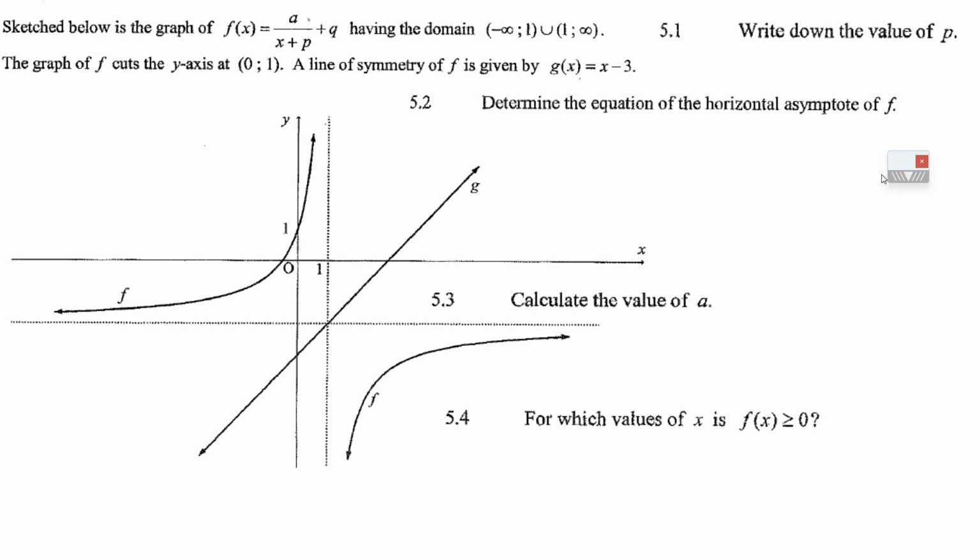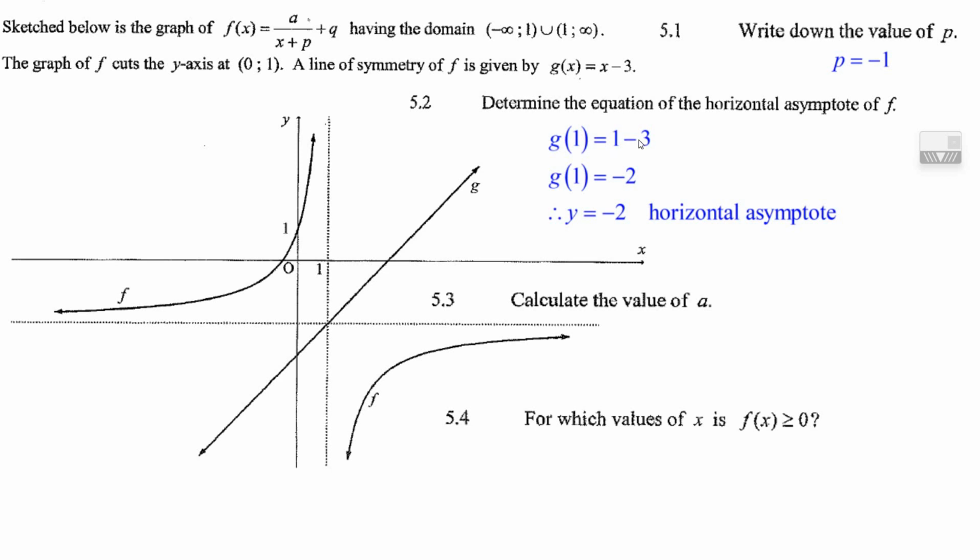So 1 minus 1 is 0. That's the place you can't go. So p is minus 1. What's the equation of the horizontal line here? Well, it's given right here. It's 1, I don't need to do it. I can see that it's 1 here. It looks like it's cutting at 1. So if we put 1 into the line, 1 minus 3, we get minus 2. So that's definitely minus 2. So y equals minus 2 is the horizontal asymptote.